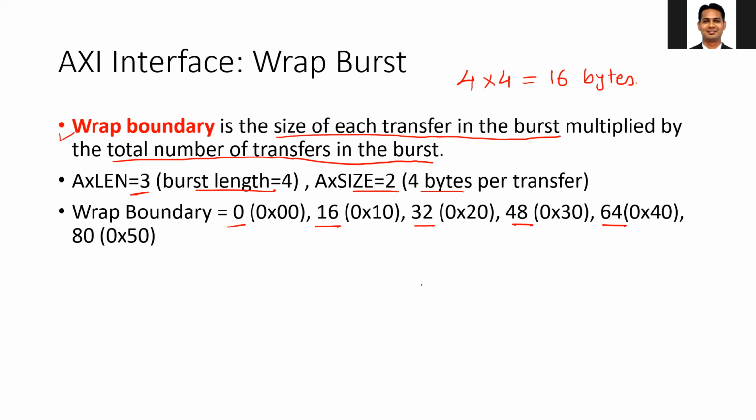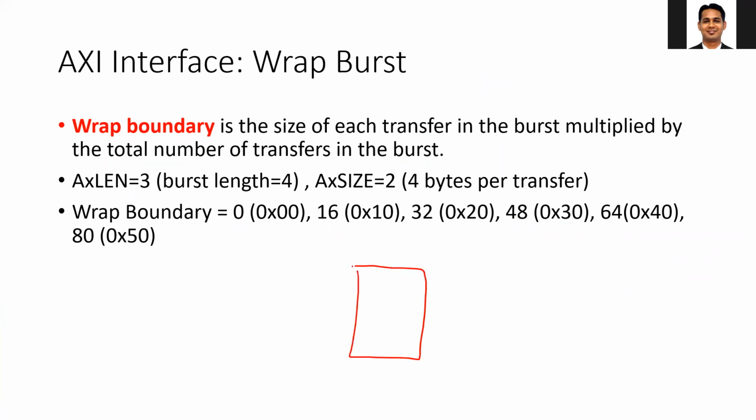Why is this important? Because in the wrap protocol, you will start at the starting address. Sorry, I'll just need to redraw this one. So this is your slave. In the slave, suppose this is your starting address. You are going to start writing up. You will reach a higher address, or the upper maximum address. After you reach it, you will come back to the closest possible boundary, which is the wrap boundary. Then you will keep on writing like this.